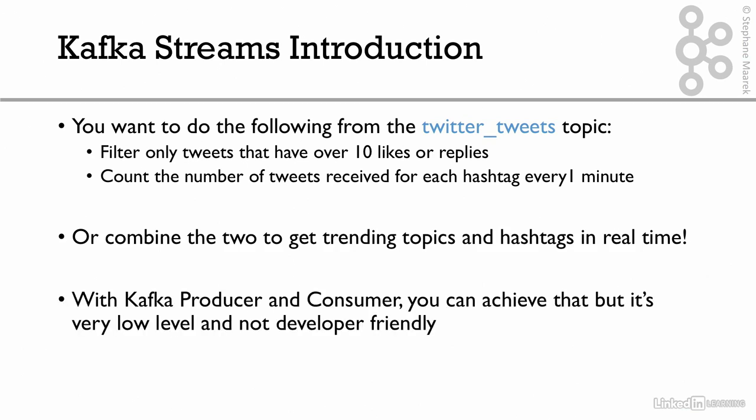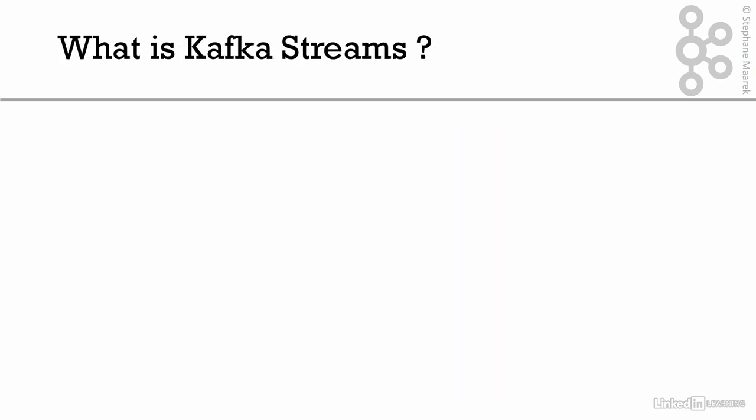With Kafka Producer and Consumer, it's really hard to do this because it's very low level, it's not developer friendly, and these two APIs were not meant to really chain one another. So this is why Kafka Streams came in. So what is Kafka Streams?